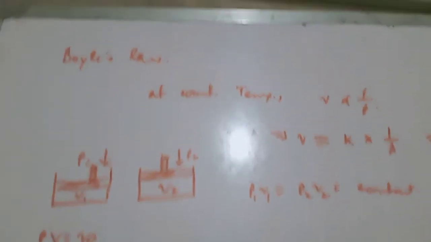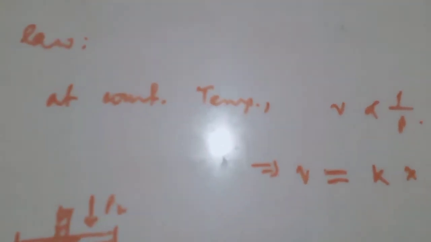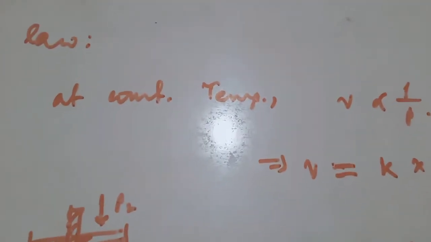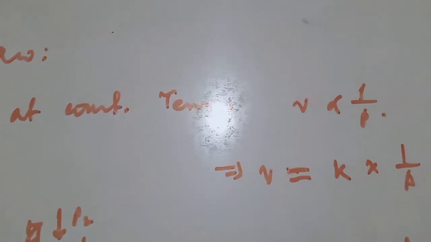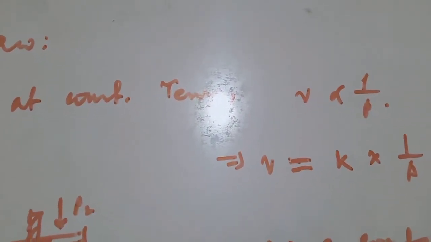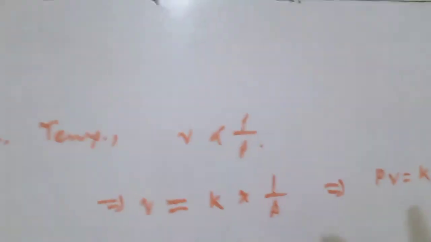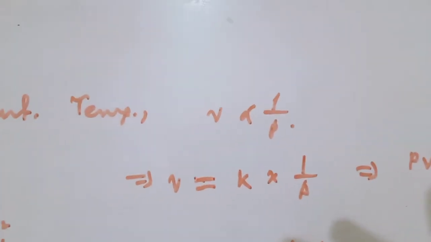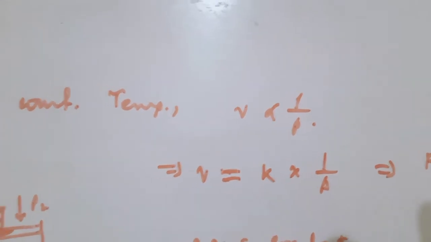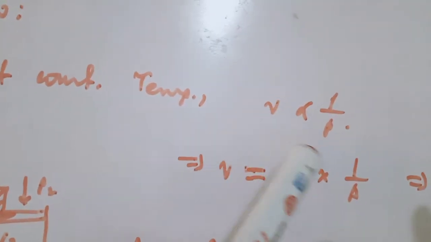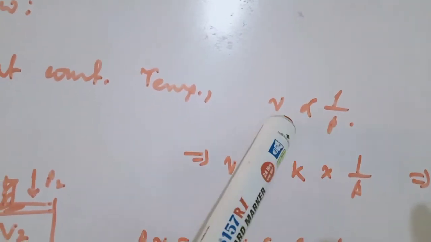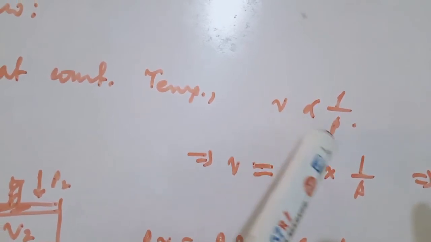Now, what is Boyle's law? Boyle's law states that at constant temperature, the volume of a given mass of a gas is inversely proportional to its pressure. So, if the volume is V and the pressure is P, we can write V varies as 1 by P. That means V is inversely proportional to P.